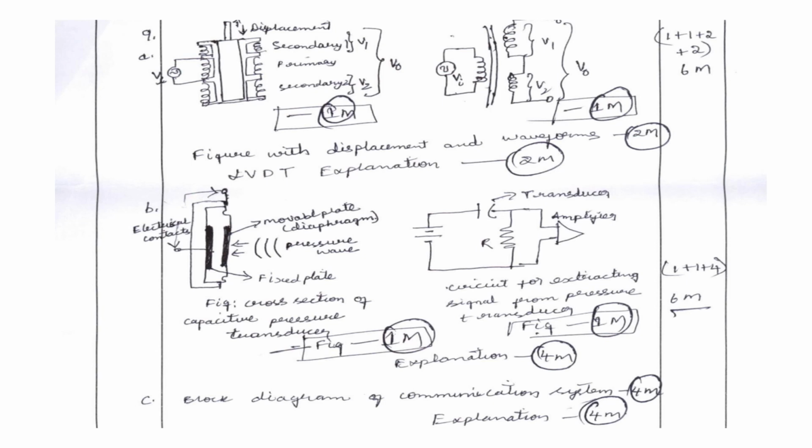And C question is block diagram of communication. So you will be determining the working of communication system. How will you determine the working of communication? By drawing a neat block diagram representing in form of blocks, and then describing each of the blocks. If you draw a block diagram, it carries 4 marks, and explanation of each of the blocks carries another 4 marks. So totally it is of 8 marks.